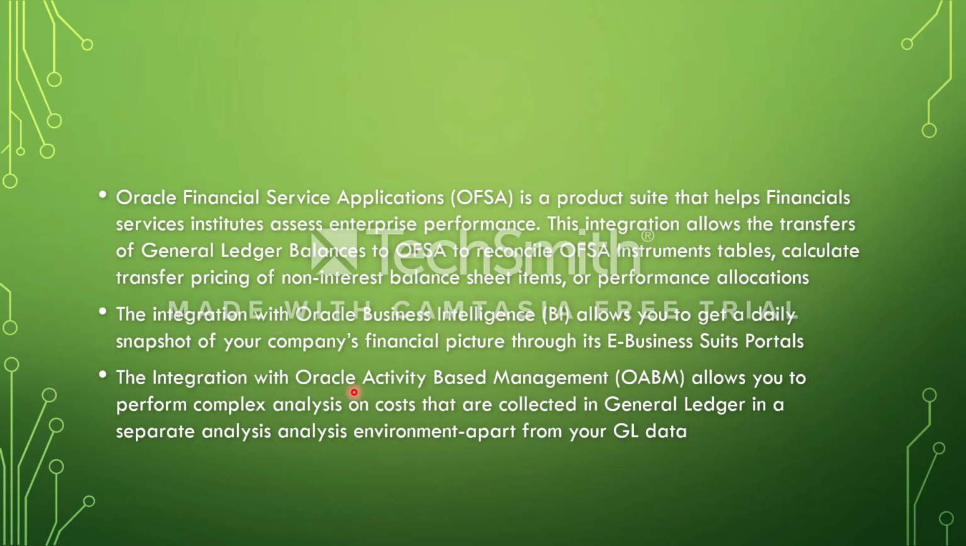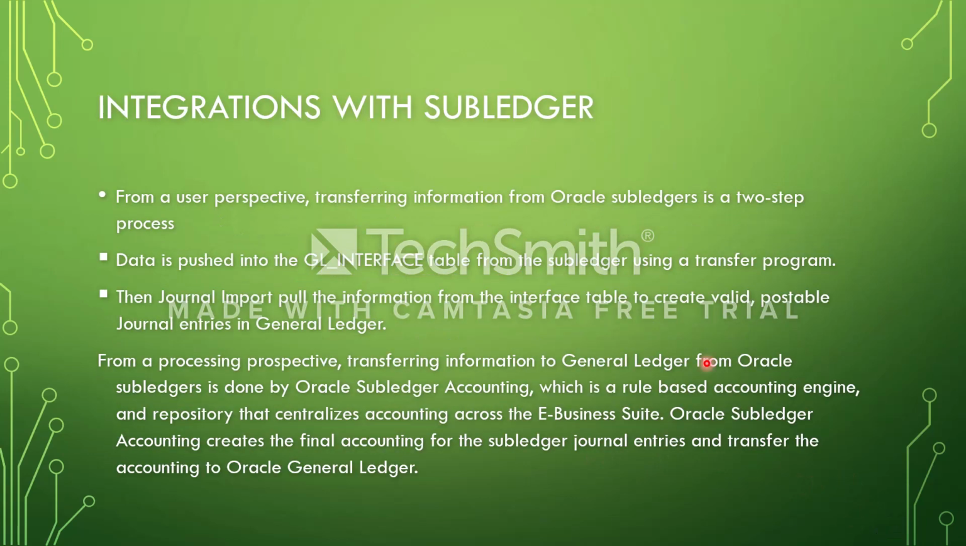See BI. Or the integration of Oracle Activity-Based Management allows you to perform complex analysis on costs that are collected in the general ledger, in a separate analysis environment apart from your GL data. So how is Oracle Financials seen on the technical side, and how does it integrate? Transferring information from Oracle subledger is a two-step process. Data is pushed to the GL interface from the subledger using a transfer program. Journal Import pulls the information from the interface table to create valid postable journal entries in the general ledger.